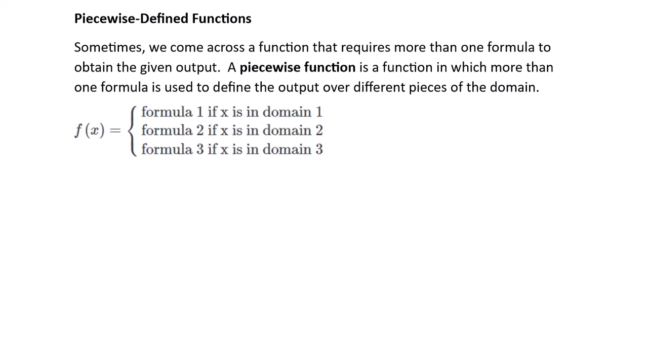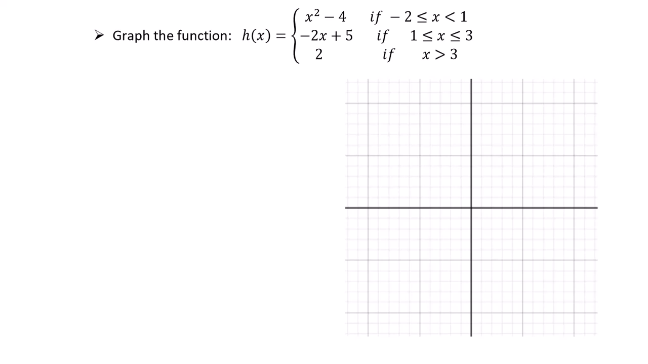F of x equals, a curly brace will open. They'll have one formula if x is in a certain domain, another formula if x is in another domain, and maybe another. Here we have an example of a piecewise function in h of x. We see we have 3 parts and different domain restrictions on using those parts. The way I like to graph these, and you will want to graph these on paper, don't just choose the graph that's given to you in homework.